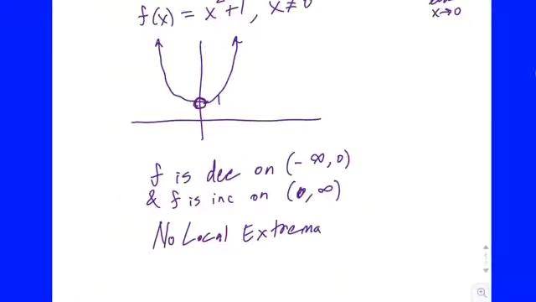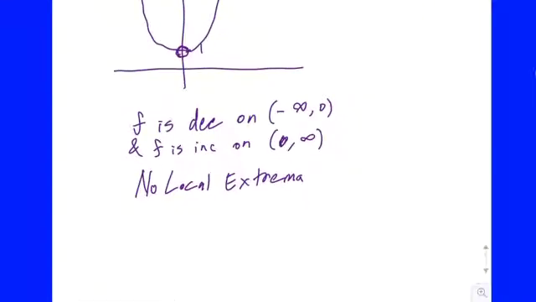Do we have any critical values? Or we can have critical values without them being local extrema locations. Do we have a critical value? Is x equals 0 a critical value? The derivative there is undefined, right? For sure, f prime of 0 equals DNE.